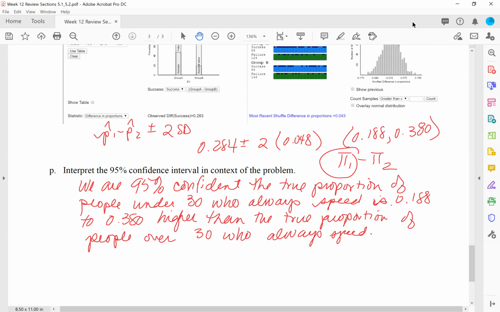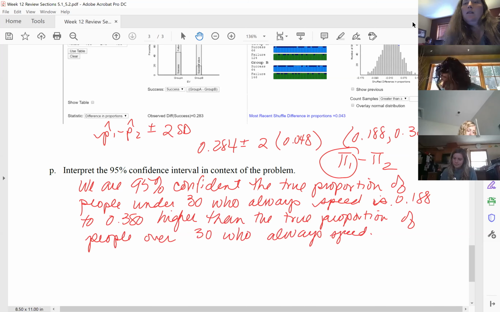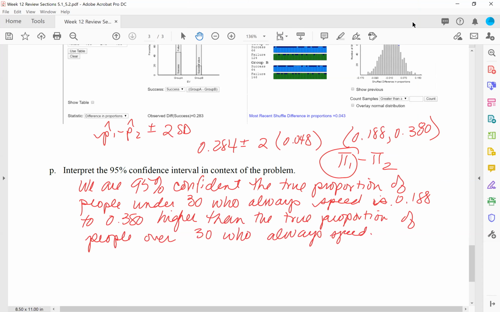Any questions over this worksheet or anything about this study, this section 5.1 and 5.2? Did you guys get everything written down off this page? Yeah, I'm good. Thank you. Okay, do you guys have any more questions? No, thank you. Yeah, no problem. Talk to you later.